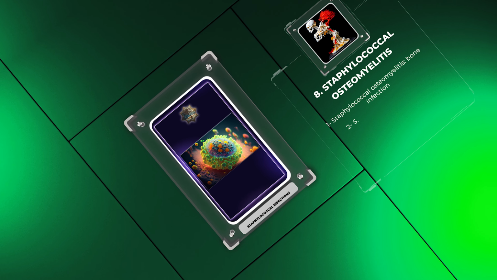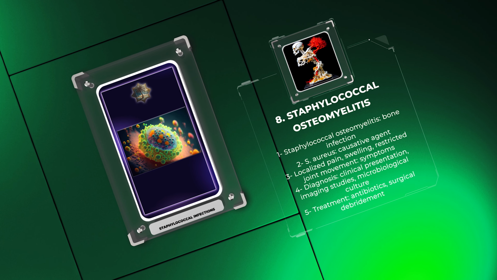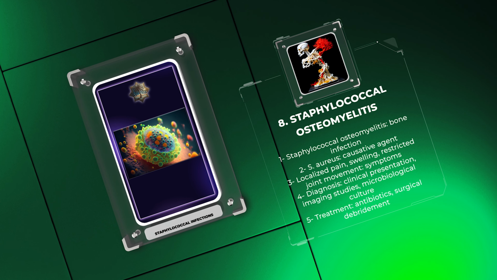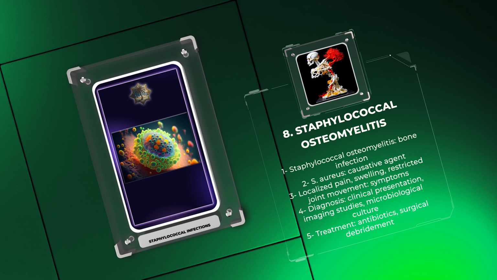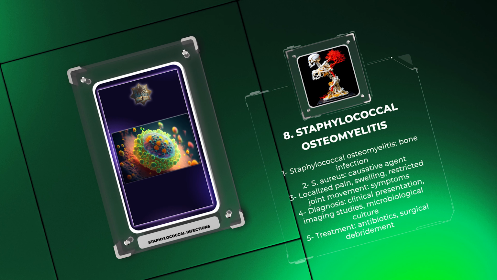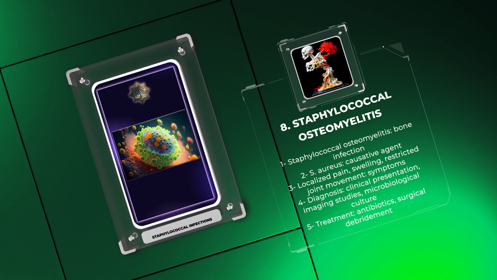Staphylococcal osteomyelitis is a bone infection caused by S. aureus. It can cause localized pain, swelling, and restricted joint movement. Diagnosis includes clinical presentation, imaging studies, and microbiological culture. Treatment involves antibiotics and surgical debridement if necessary.